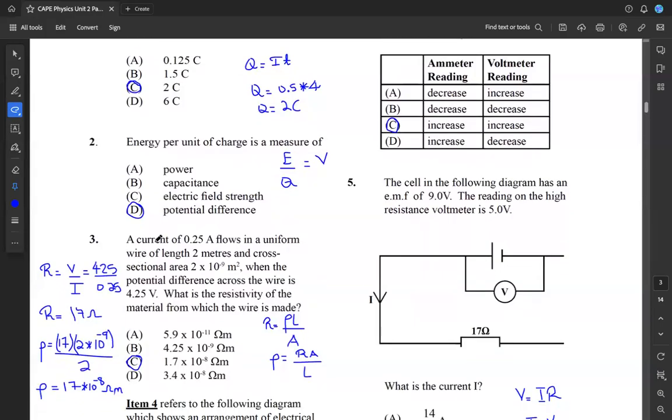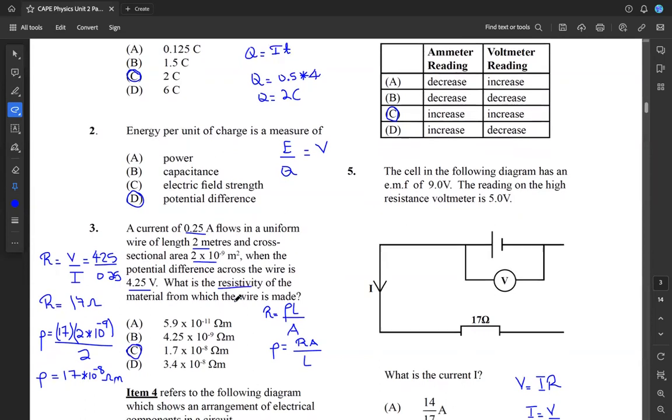Now question 3 is saying that there's a current of 0.25 amperes that flows in a uniform wire of length 2 meters, and the cross-sectional area of that same wire is 2 times 10 to the negative 9 meters squared. And the potential difference when all of that is happening is 4.25 volts. So we're being asked to calculate the resistivity of the material from which the wire is made.